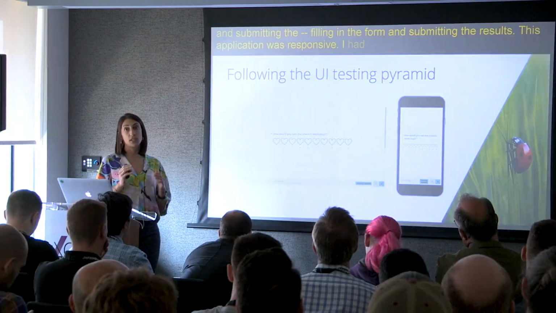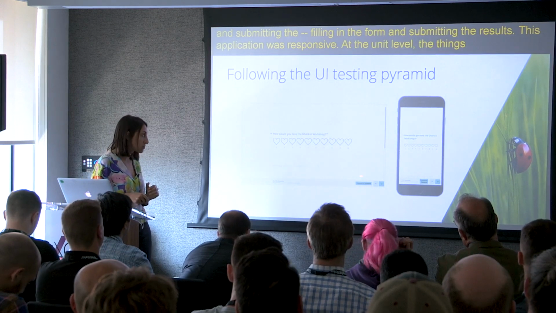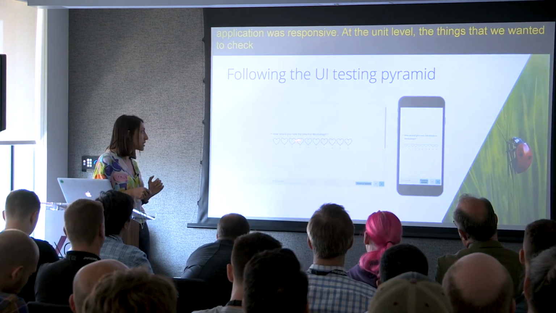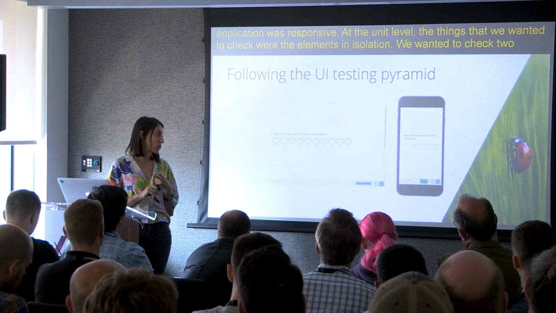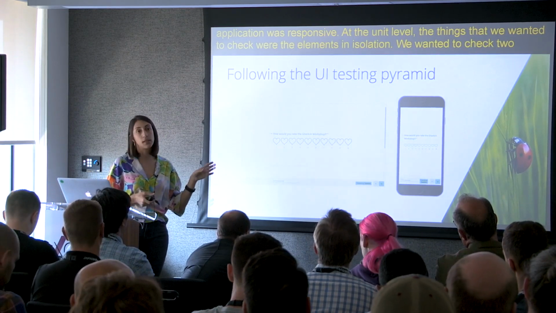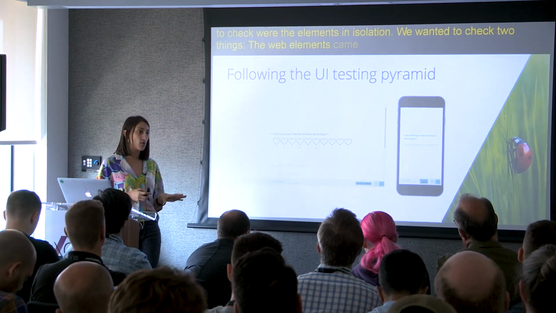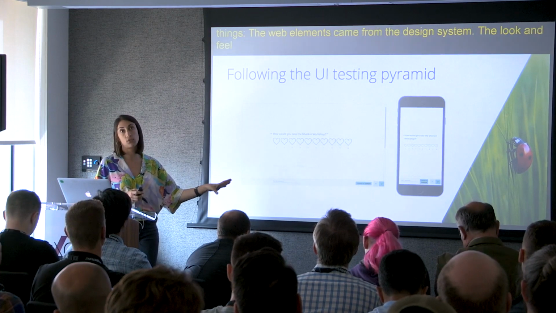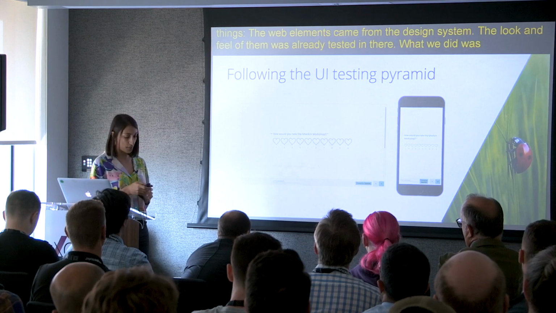So at the unit level, UI unit level, the things that we wanted to check were these little web elements in isolation. And we wanted to check two things, look and feel and the interactions. So these web elements, in our case, came from a design system. So the look and feel of them was already tested in there. We didn't need to care about that part. What we did was checking the interactions of them.